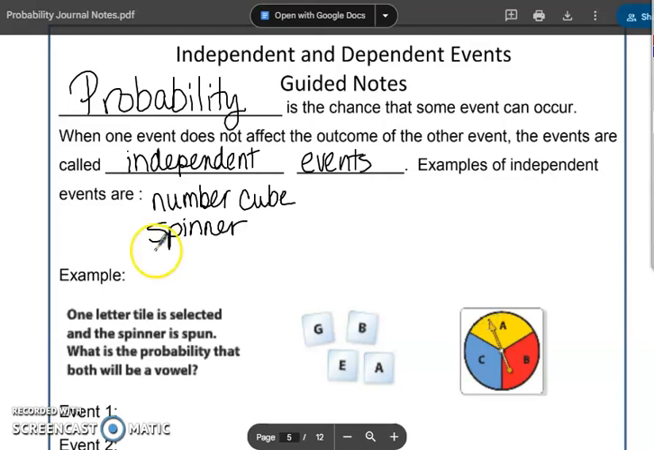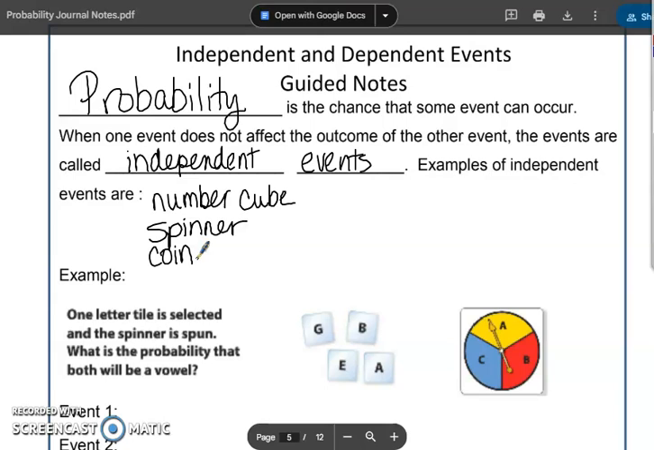And then, of course, we have coins. Whenever I have a coin, I can flip it and get a heads. When I flip it again, I can get a heads. When I flip it again, I can get a heads. It doesn't disappear. So those are independent. One thing does not affect the other.